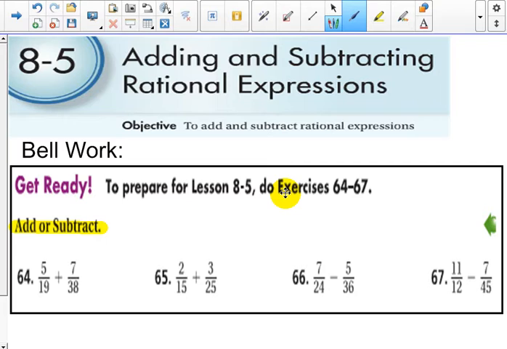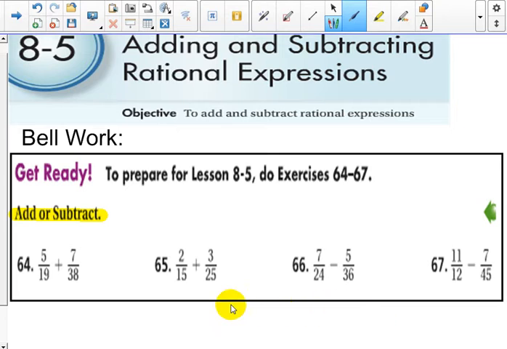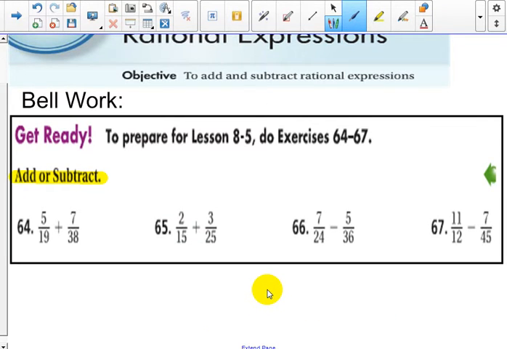So right now you're doing your bell work, and this lesson is about 8-5, adding and subtracting rational expressions. The objective is just to add and subtract rational expressions. So we're going to prepare for this lesson by doing a little bit of fraction math, and this will help remind you of the skills necessary to work this lesson.